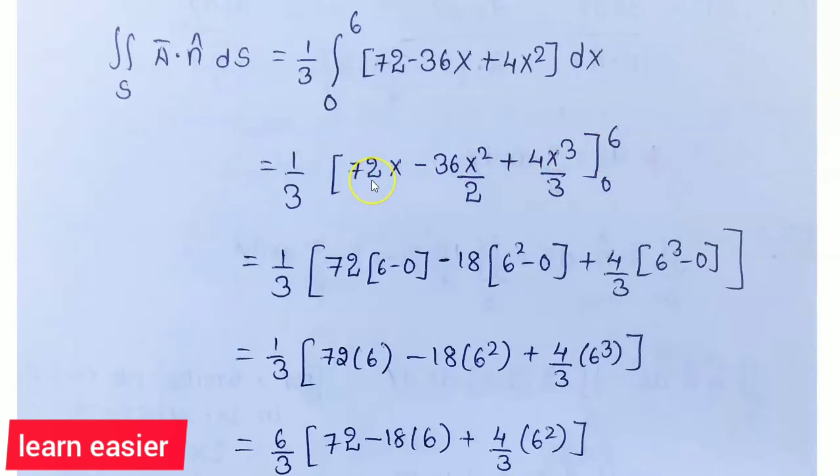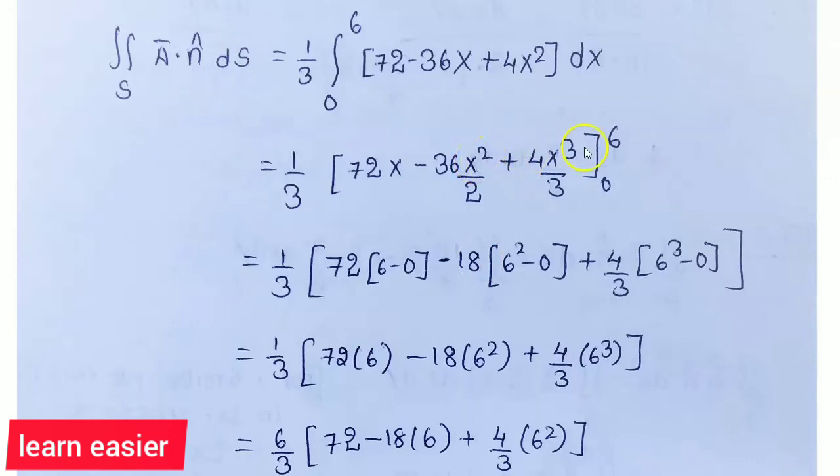Now substitute the upper limit and lower limit here. So 72 into x, in the place of x we have to substitute 6. So 6 minus 0, minus here 2 is cancelled. Here 36 is cancelled out by 2 which is 18. So 2 18s, so minus 18 into x square.